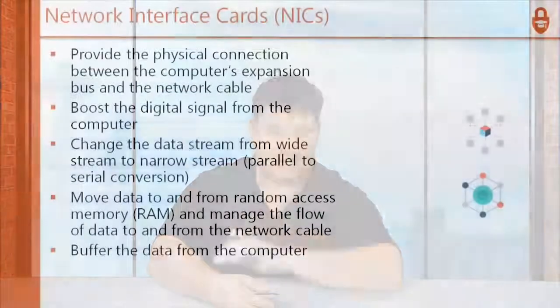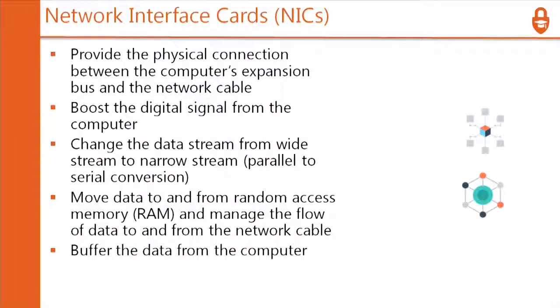And move data to and from random access memory and manage the flow of data to and from the networking cable. So we talked about getting data up into RAM through the DMA circuitry, the direct memory access, versus going through the CPU and having the CPU do it, which is slow. Relatively speaking, if you're trying to transfer a gigabyte of data from a drive into memory, you want to use a DMA. You don't want to go through the processor. That'll take much longer. And then we want to buffer the data from the computer.